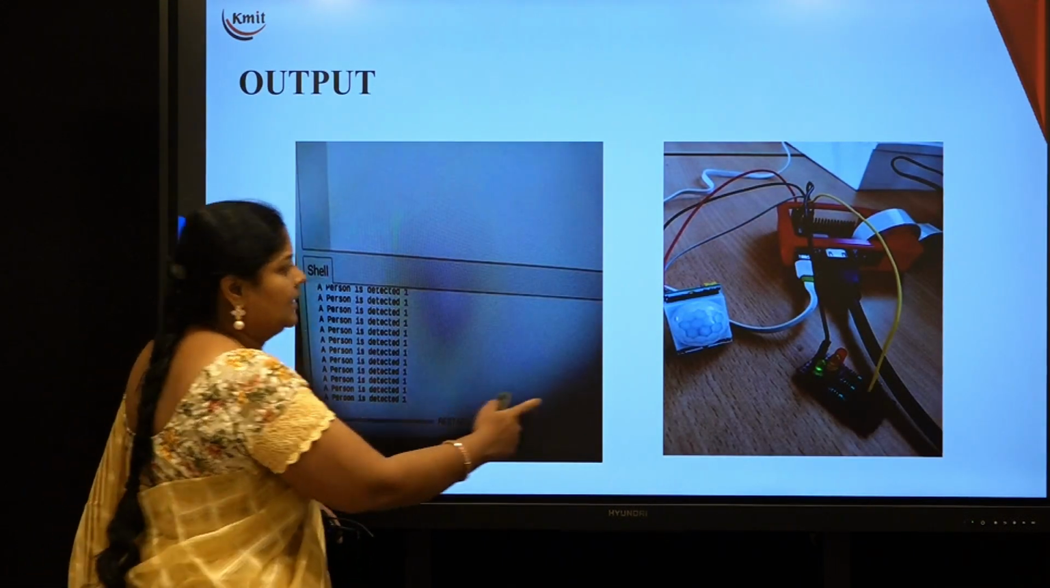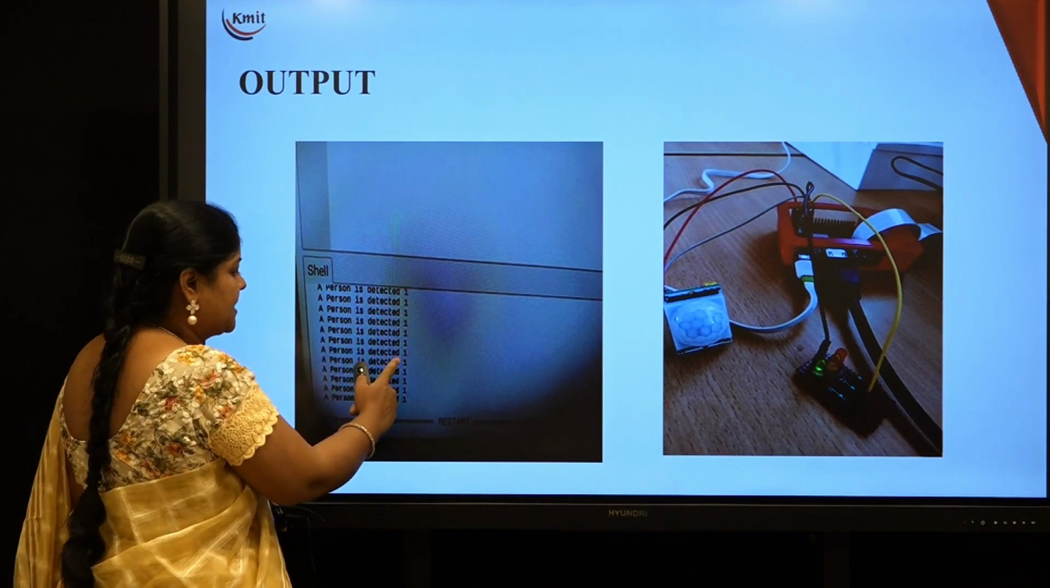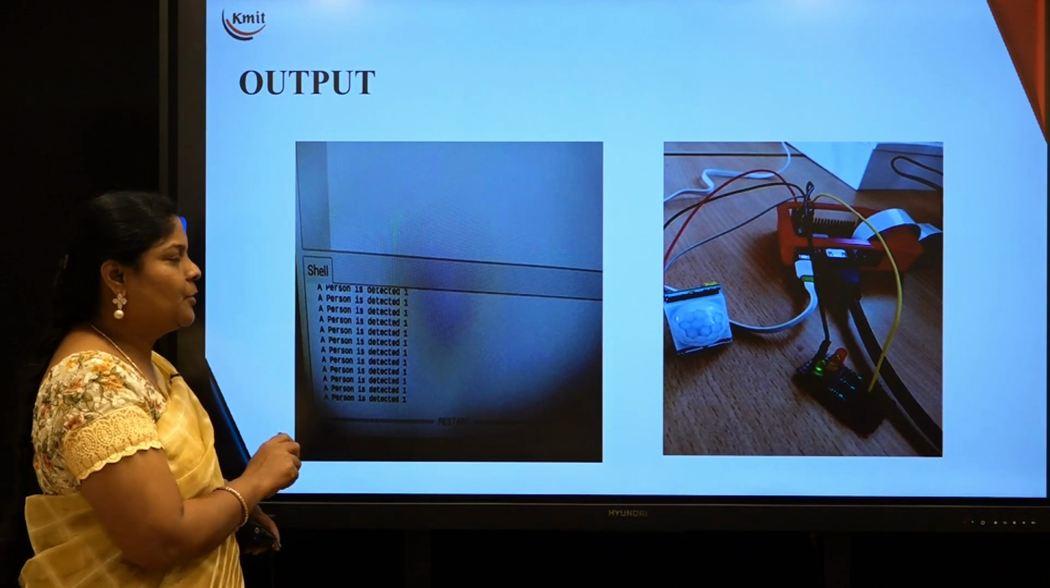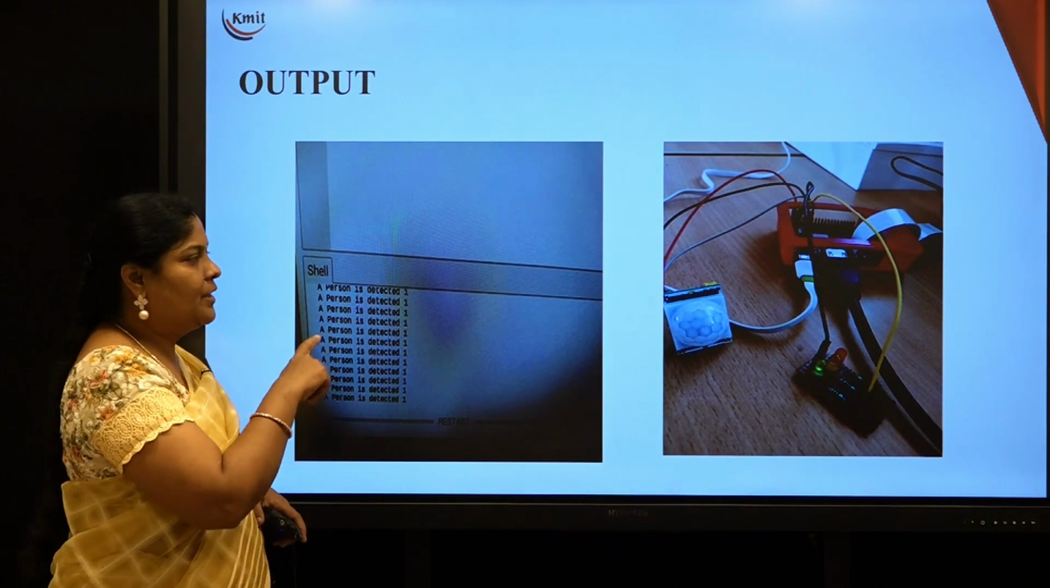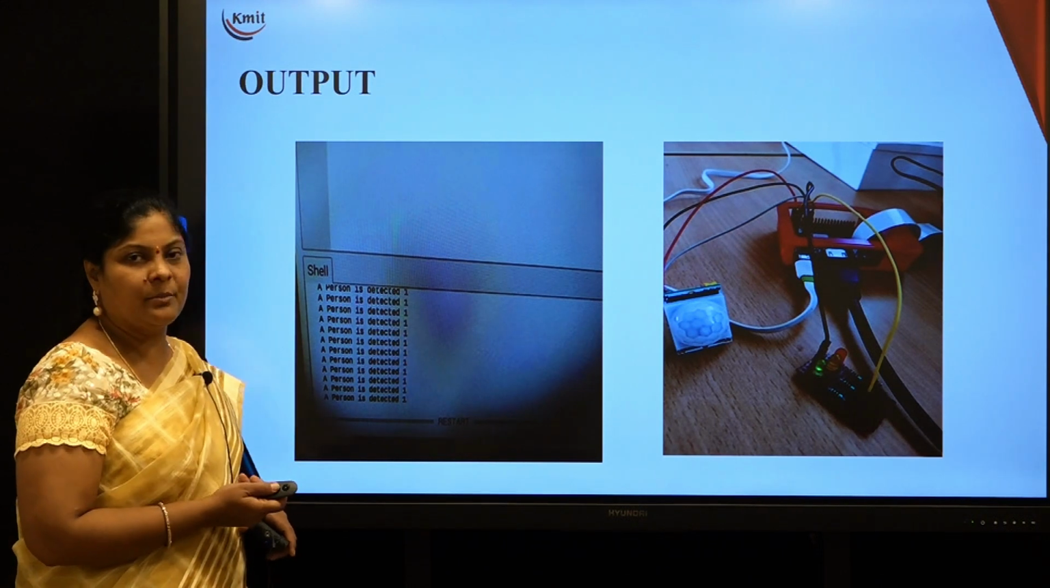So this is the connection, and this is the output, whether the person is detected or not detected. That will be the output for this program. So this program you have already seen, but you can use this program for smart lighting in the home automation application.